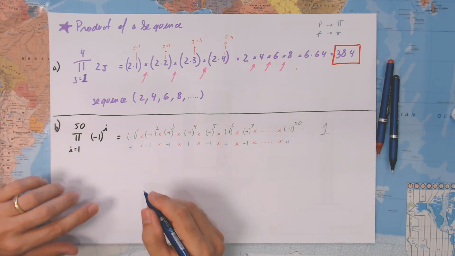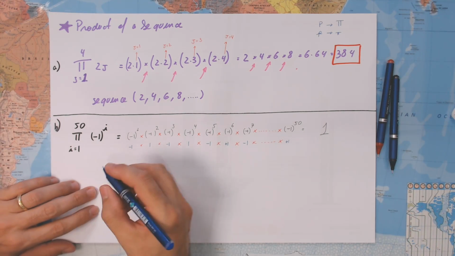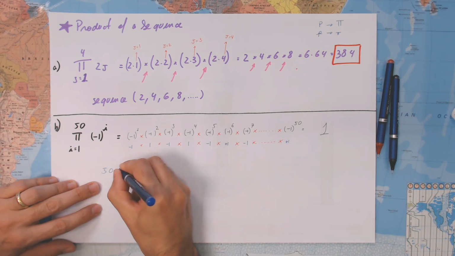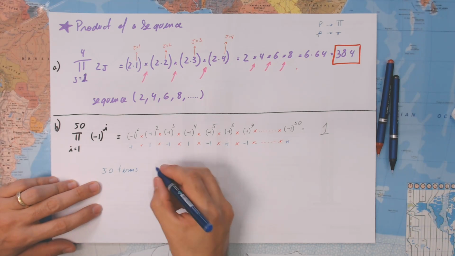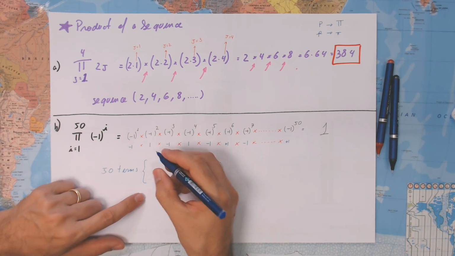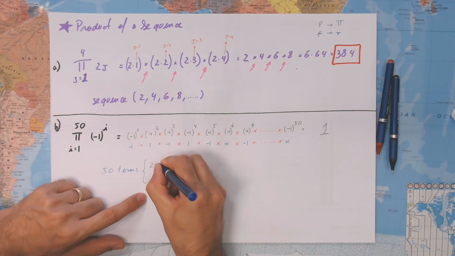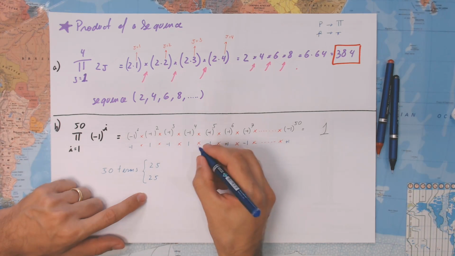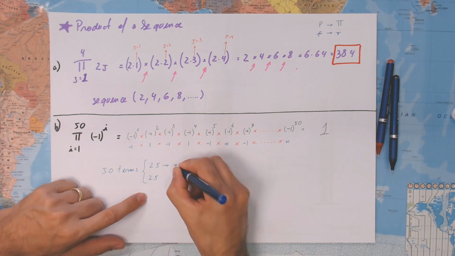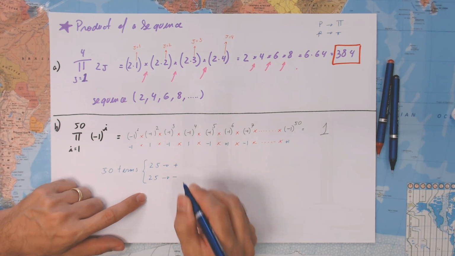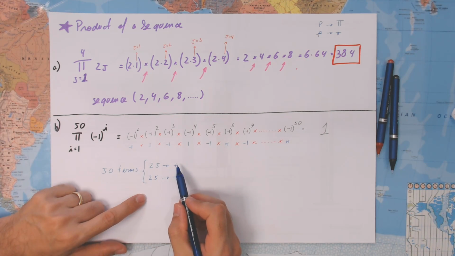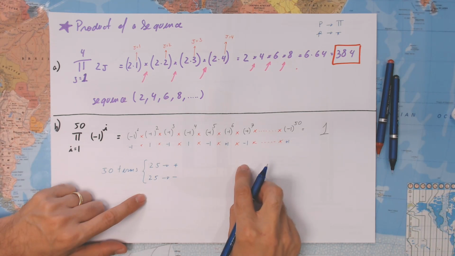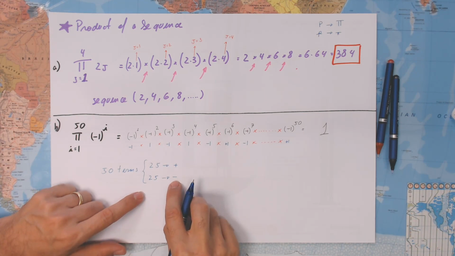So, how many terms do we have? Let's just check this first. We have 50 terms in this sequence, okay? And among those 50 terms, half will be positive and half will be negative. Agree? Okay. I'm not going to worry about the positive ones because it's going to be 1 times 1 times 1 times 1. I'm going to worry about the negative ones.